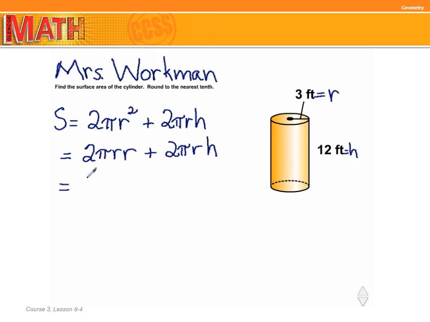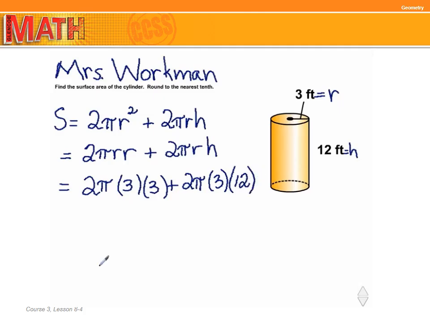I will come back through, and in place of the r for radius, we'll put 3. And here's another r, 3, and height 12. I think it would be best to look at each one of these products separately on our calculator. So let's multiply 2 times pi times 3 times 3.